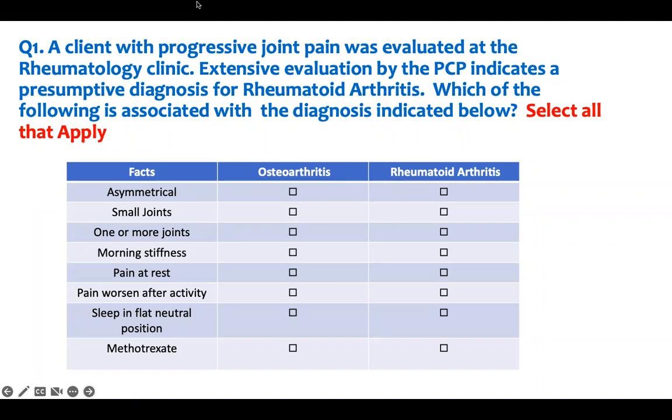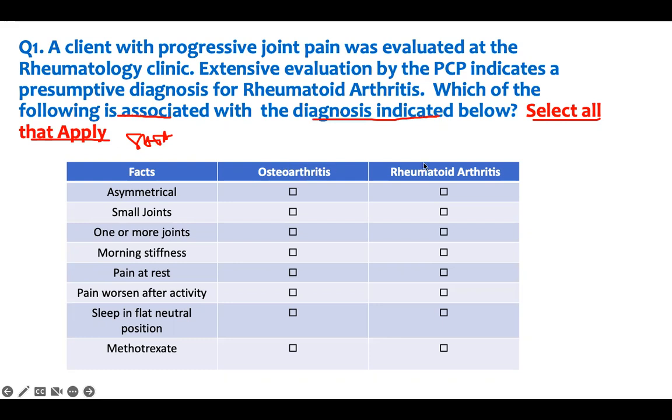A client with progressive joint pain was evaluated at a rheumatology clinic. Extensive evaluation by the PCP indicates a presumptive diagnosis of rheumatoid arthritis. Which of the following is associated with the diagnosis indicated below? Select all that apply. So in the adapt NCLEX way, we just read it from backward. Select all that apply. Okay, that's what we are asking. SATA question. Which of the following is associated with the diagnosis indicated below?